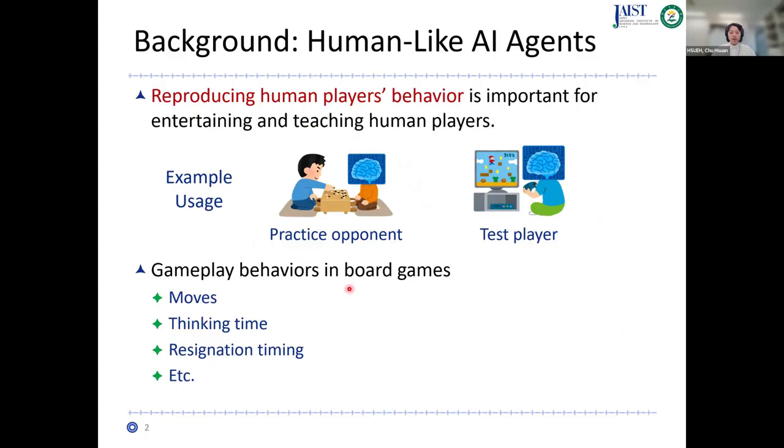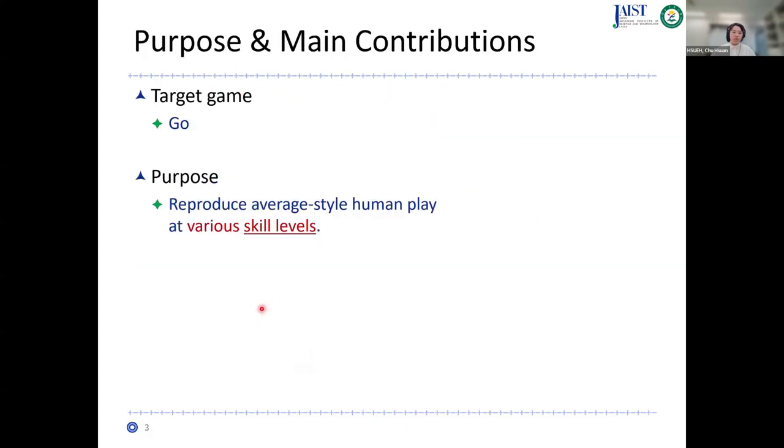Gameplay behaviors involve many aspects. Taking Go as an example, it may be the move itself, thinking time, resignation timing, and many others. In this work, we target the reproduction of the moves. To elaborate, we target the game of Go and aim to reproduce the average style of human play at various skill levels.